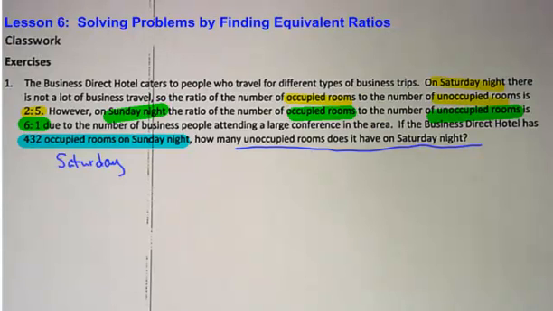And our ratio is 2 to 5. So we're comparing occupied to unoccupied, and we'll let O stand for occupied, U for unoccupied. And we have a ratio of 2 to 5. So we'll go ahead and get our tape diagram set up for that. That would be like our before tape diagram. So we have occupied, and we're going to let 2 pieces represent that. And we have unoccupied, and we will let 5 pieces represent that. And look at that, so we have on Saturday night 2 pieces occupied to 5 pieces of unoccupied.